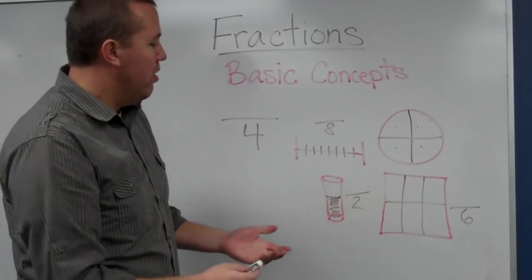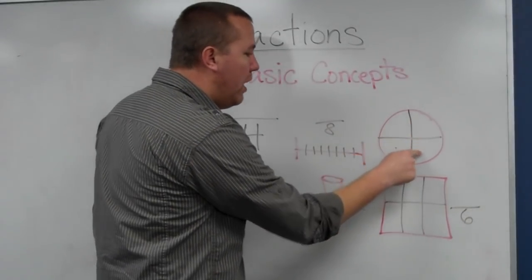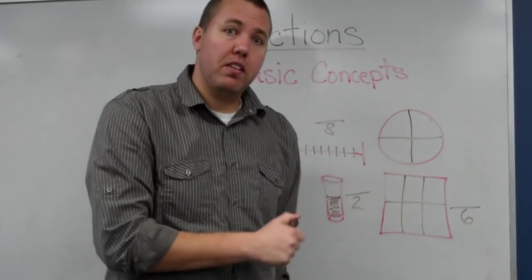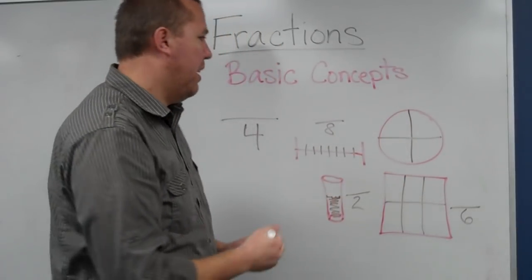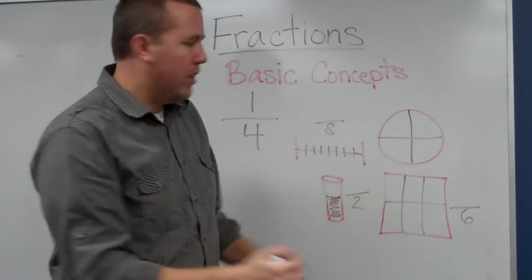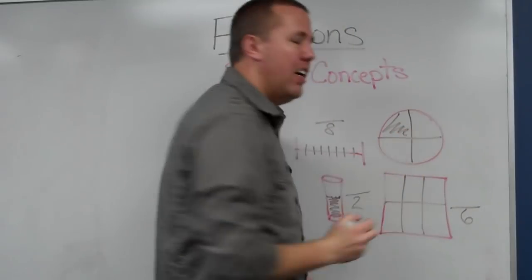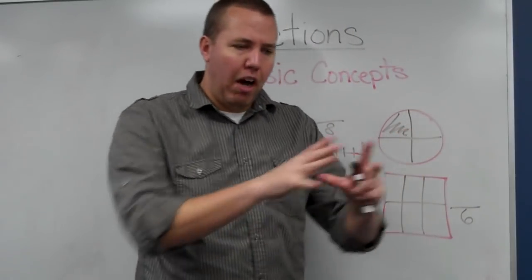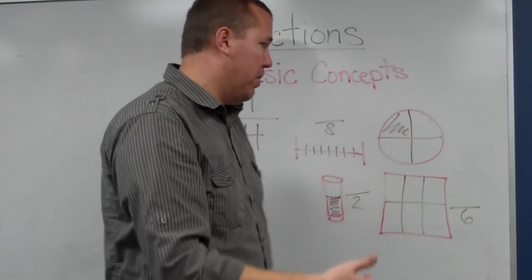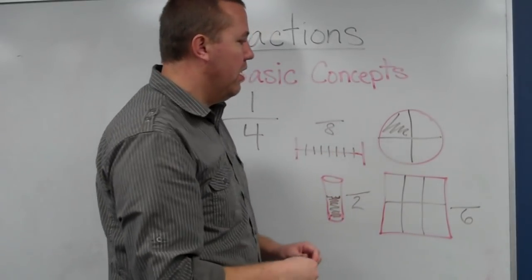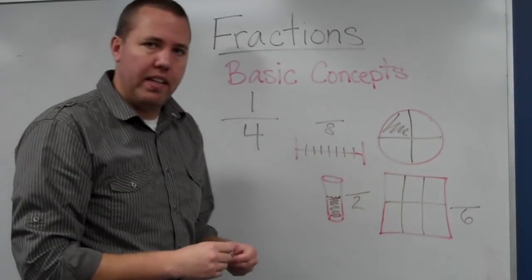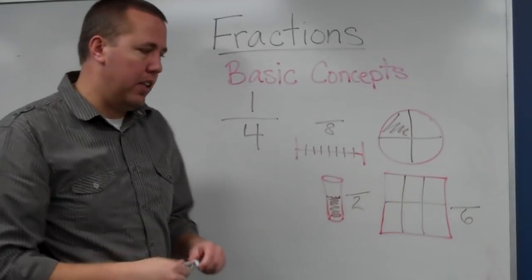Then, when we start talking about, well, I only want to take one of those parts of the circle, that's when we start talking about the numerator, which is the top part of the fraction. The numerator is just when we start talking about how much of that whole. That's the numerator. We are enumerating a certain part of that. So 1/4. 1 over 4. Looks like a fancy division problem.